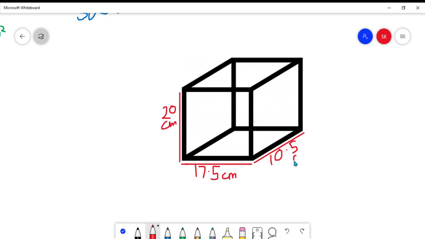So there's 20, 17.5 centimeters and 10.5 centimeters. So again, let's times them together. 20 times 175. So we can turn it into 175, ignore the decimal. We can put the decimal place, but we ignore it for now. And 175 times 2 will give us 350. And then we add the 0 on, 350.